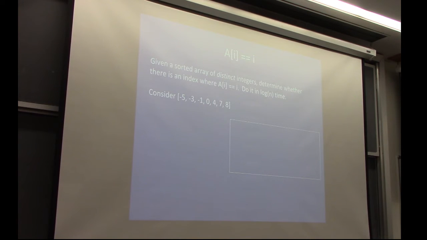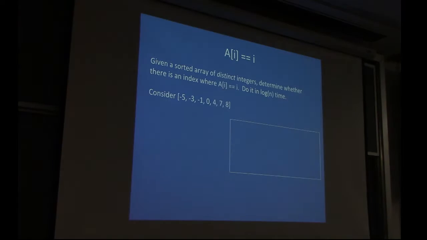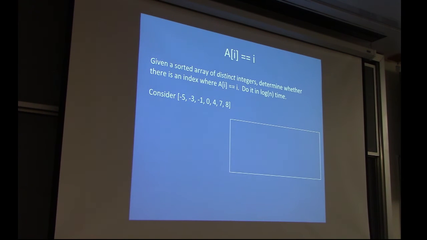What I want to do is just give you some practice designing divide and conquer algorithms. So here's the first one I want you to work on. You're given a sorted array of distinct integers, so there are no duplicates, and it's sorted. Determine whether there is an index such that a sub i contains i, and do it in logarithmic time.